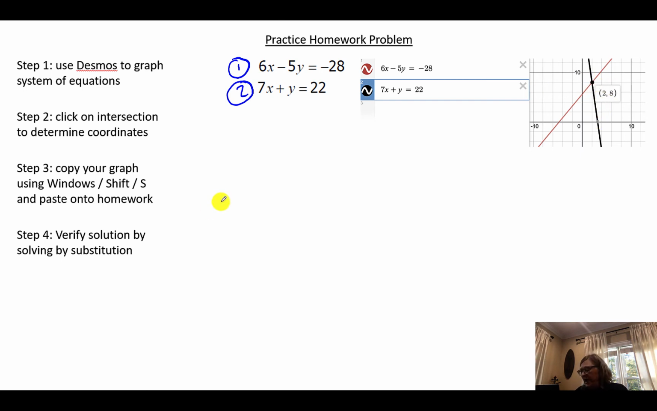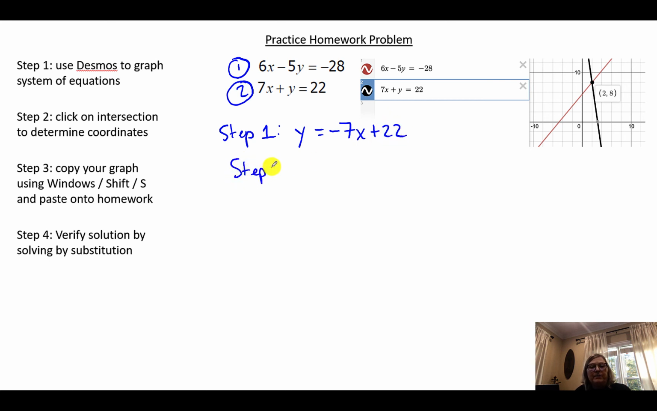But let's solve for that algebraically. So when I look at these two, I want to pick the easiest possible way to isolate a variable. So step 1 is to isolate. So the easiest one by far is number 2, and I'm going to subtract 7x from both sides. So I'll end up with y is equal to minus 7x plus 22.